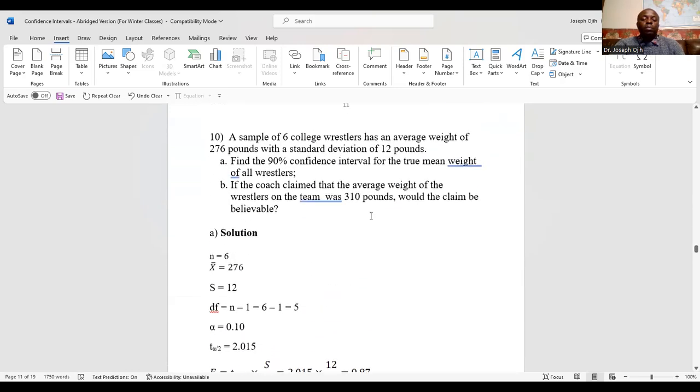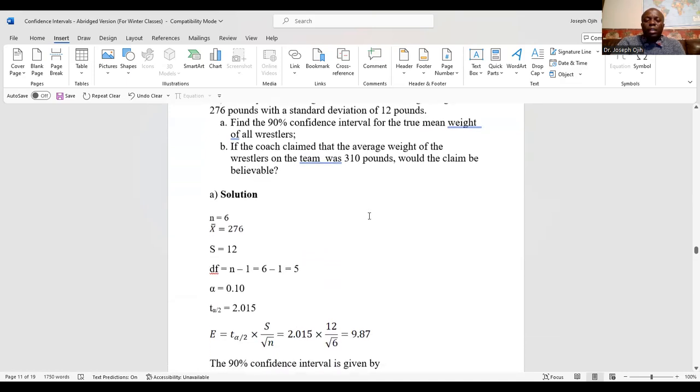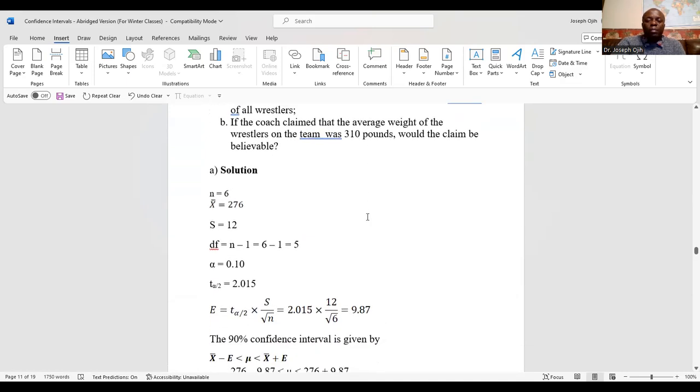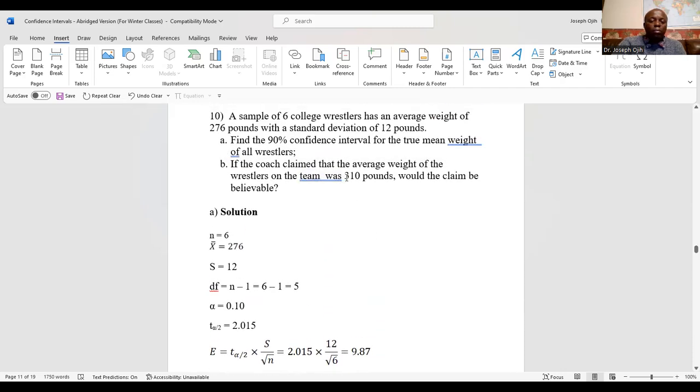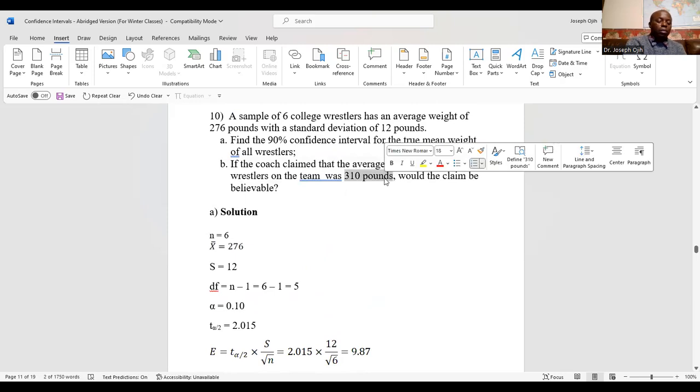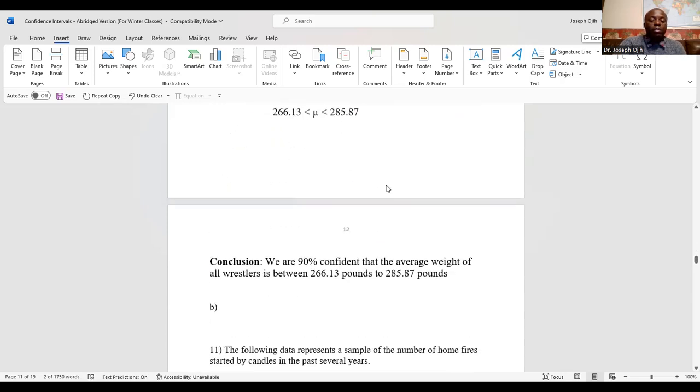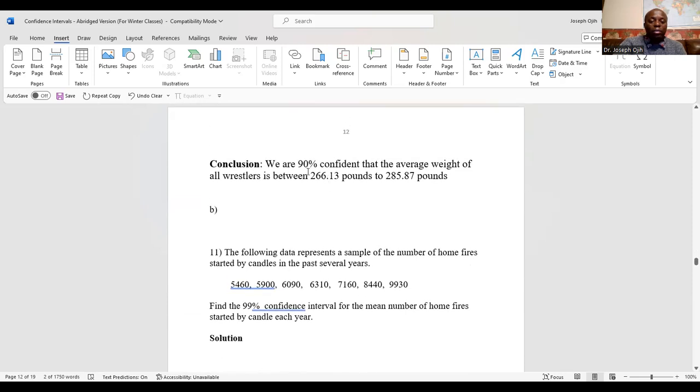But the question has a second part which says, if the coach claimed that the average weight of wrestlers on the team was 310 pounds, would the claim be believable? The answer would be no, it can't be believable. Why? Because 310 pounds is not included in this interval of 266.13 to 285.87 pounds. It fell outside the range.